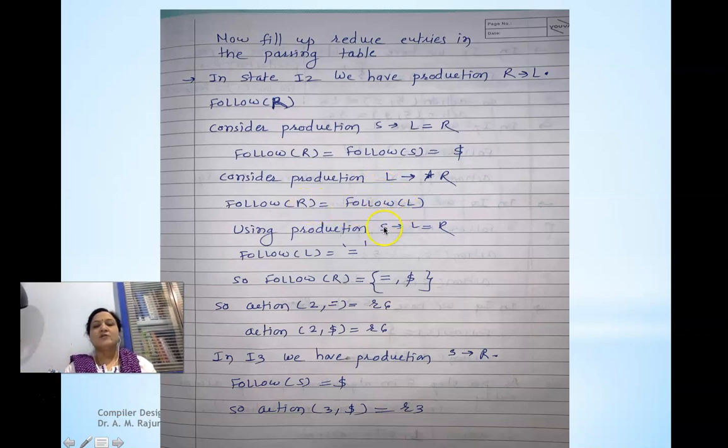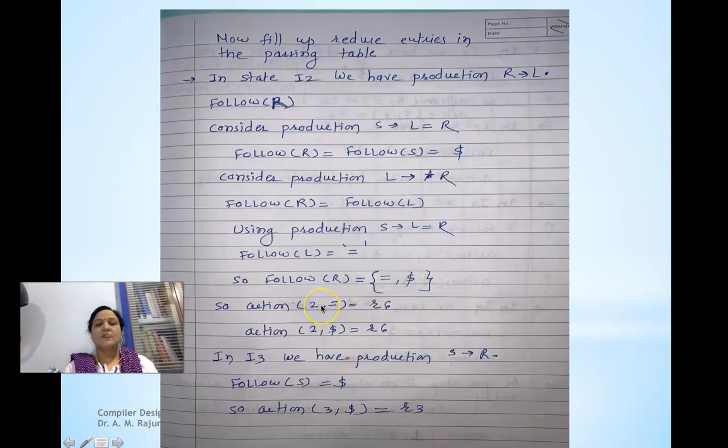Now how to find the follow of L? For that we consider the productions where L is on the right hand side: S tends to L equals to R. What is following L? Equals to is following L. So follow of L is equals to, and therefore follow of R is equals to comma dollar.